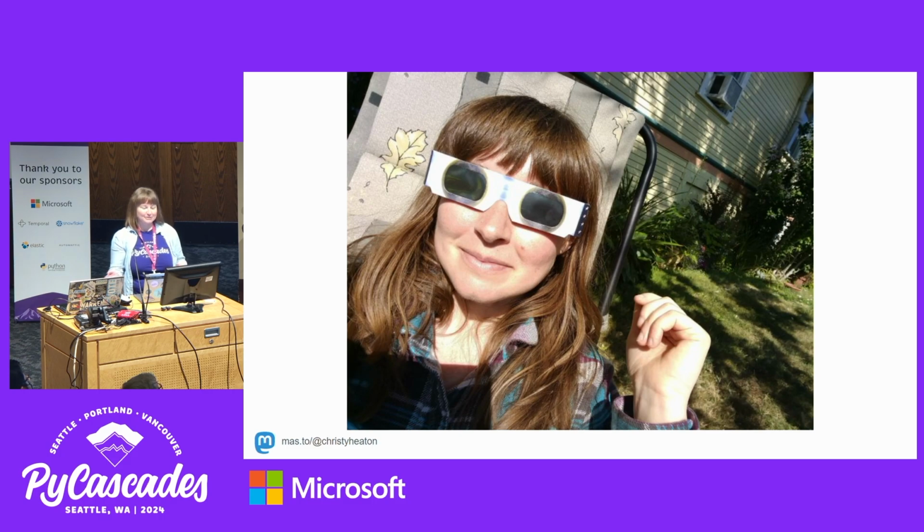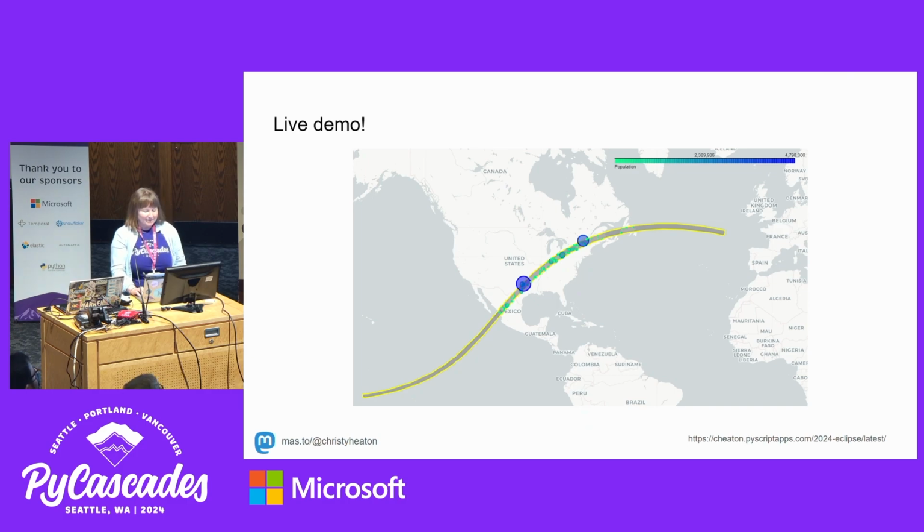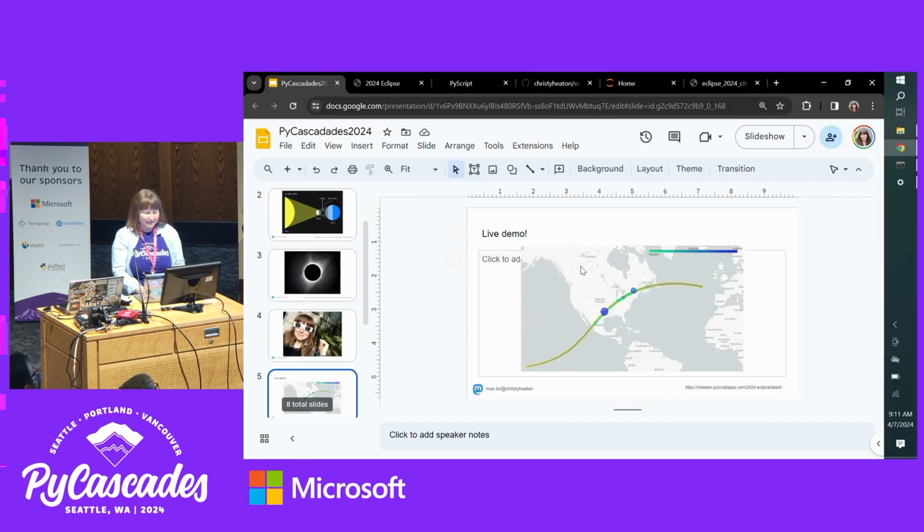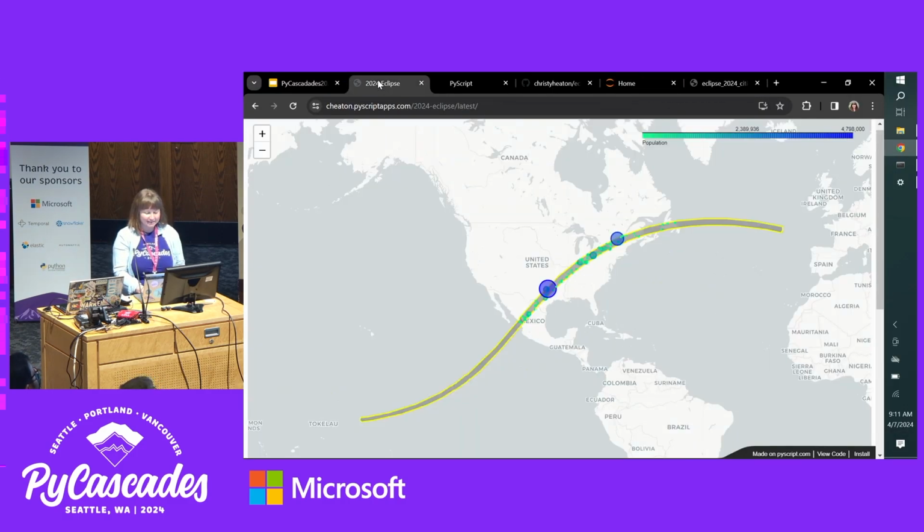In 2017, there was another total solar eclipse that was much more conveniently located to Seattle. So I went to Oregon and saw the totality, and this is me watching, well, not the totality because it's light out, but after it was partial. So let's look at a map made with Python of the eclipse happening tomorrow.